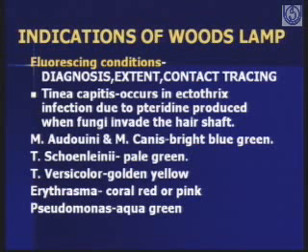The infection by T. schoenleinii causes a pale green fluorescence. Tinea versicolor, a fungal infection caused by Pityrosporum versicolor, fluoresces a golden yellow. Erythrasma, which is a bacterial infection caused by Corynebacterium minutissimum, fluoresces a coral red or pink color. And a Pseudomonas infection fluoresces aqua green, and this is useful for a Pseudomonas infection of the nail.